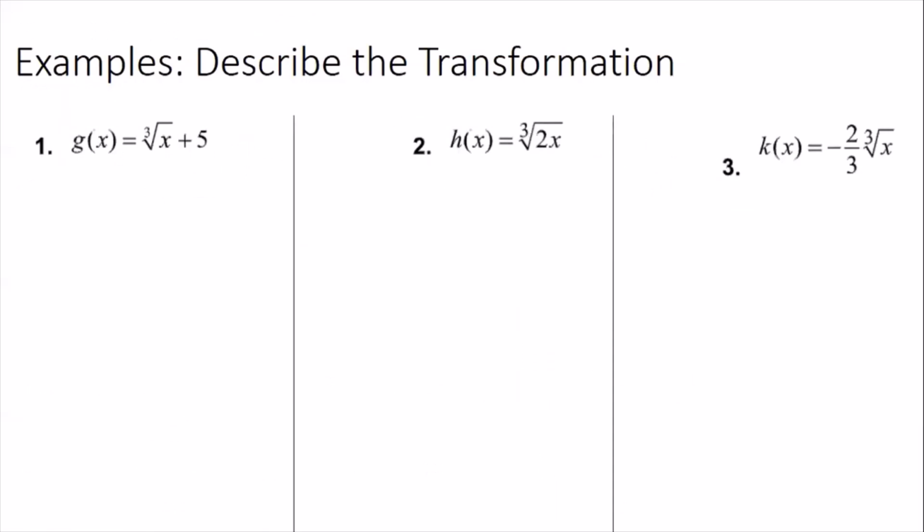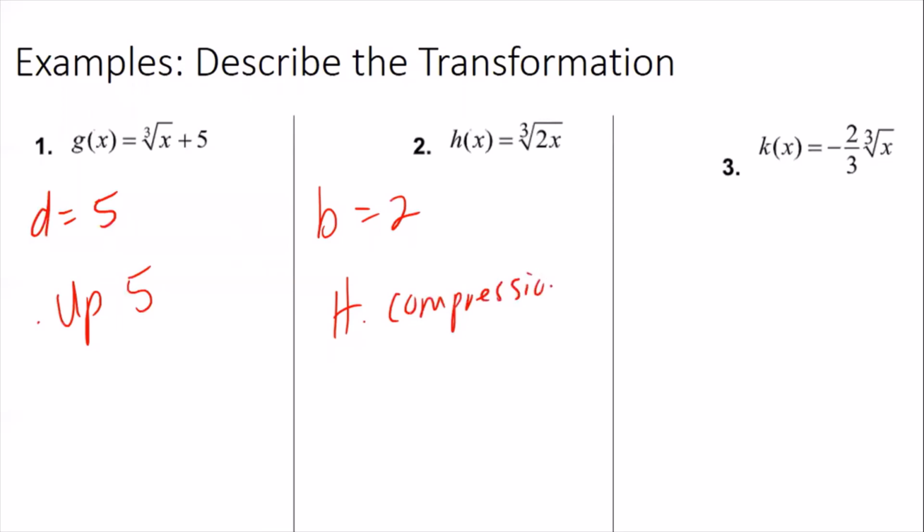All right. On number 1, which variable am I given? A, B, C, or D? D. We have D equals 5. What does that mean? We go up 5. Perfect. On 2, what variable am I given? B. And what does that mean? Horizontal compression. On 3, what am I given? Your A. And your A equals negative 2/3.